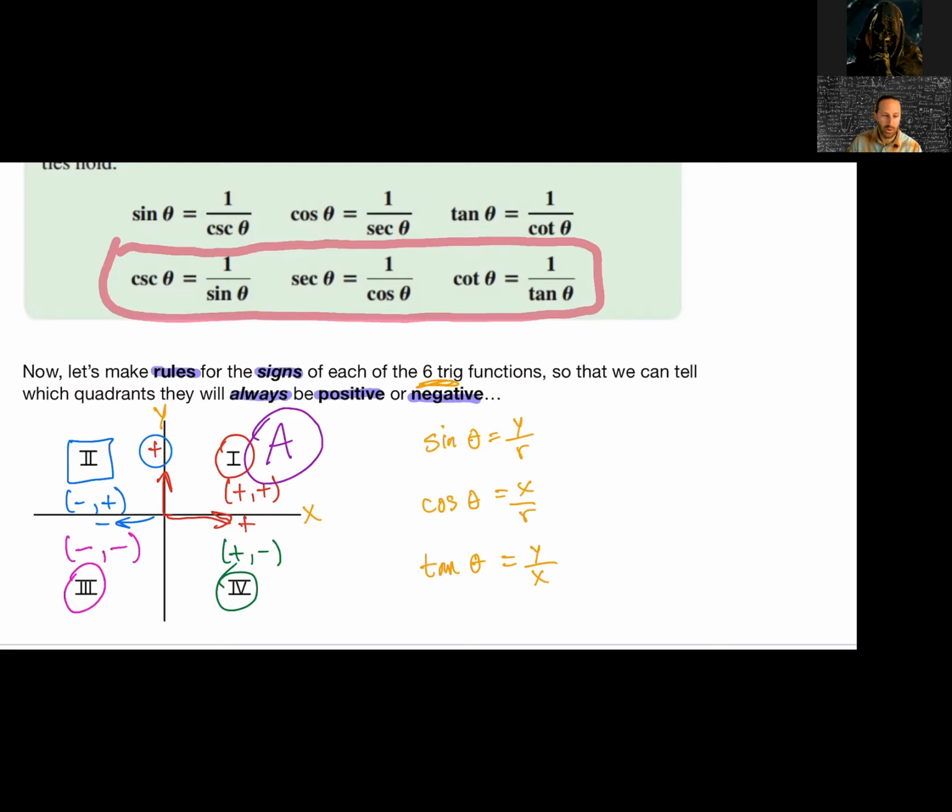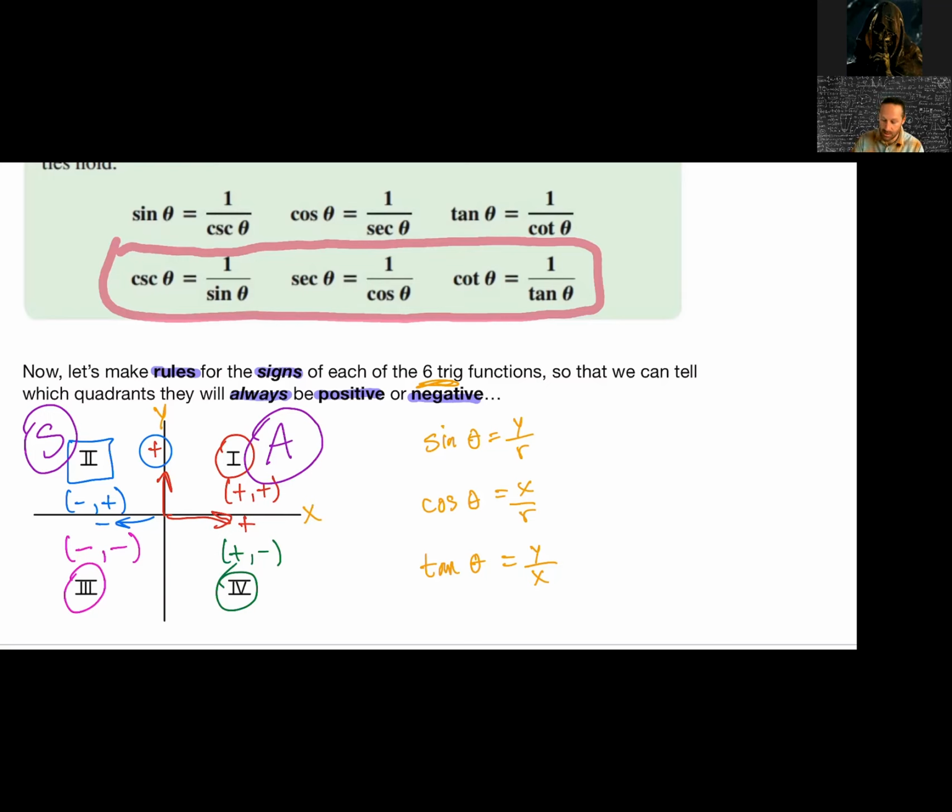Now, what about in quadrant 2? Of our big three, sine, cosine, and tangent, what's the only one that is going to be positive there? Sine. Good, because remember, both cosine and tangent have an x involved. And notice in quadrant 2, the x is negative. So we're going to put a big capital S to represent sine is positive there, which means what are the others? Negative. Very good.